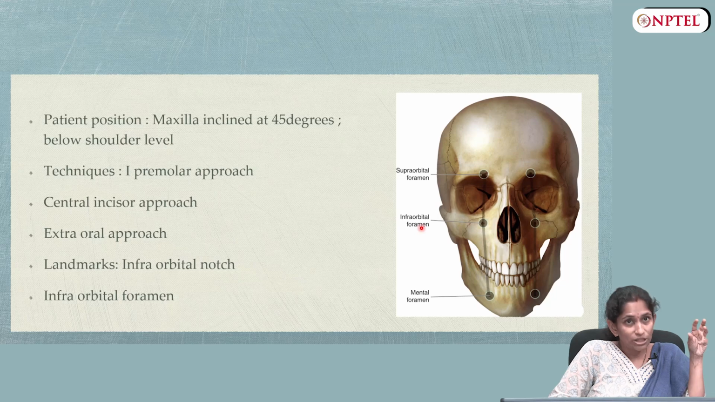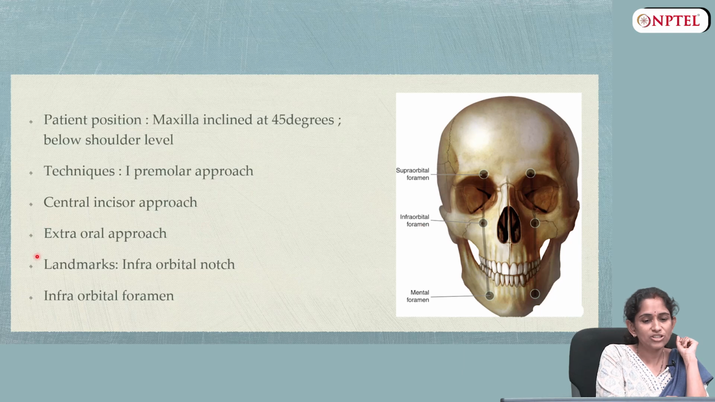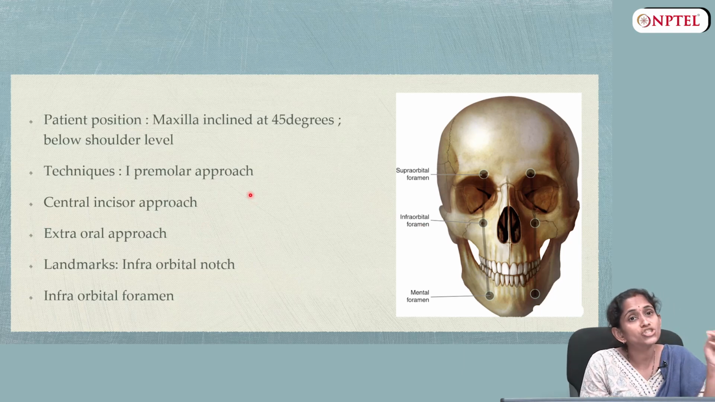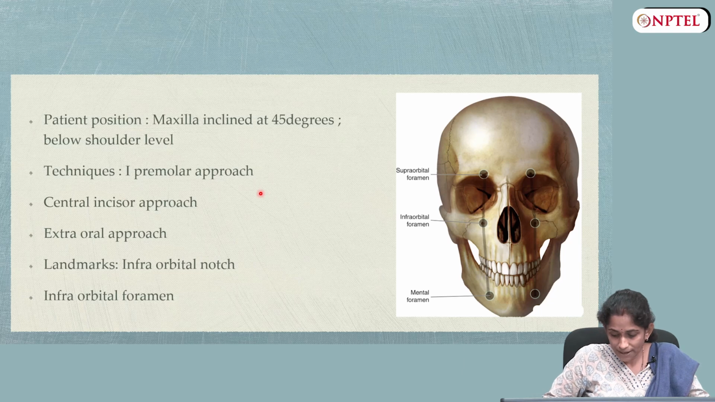So, based on this approach, we have 3 different techniques to block the infraorbital nerve: the central incisor approach, the extraoral approach and the first premolar approach. The most commonly practiced approach is the first premolar approach. So, now let us look at how we are going to give the block.